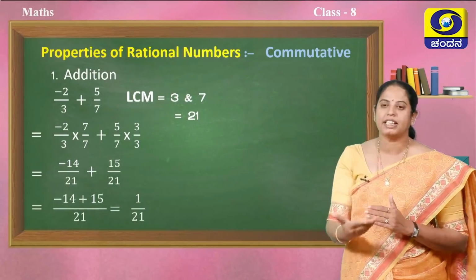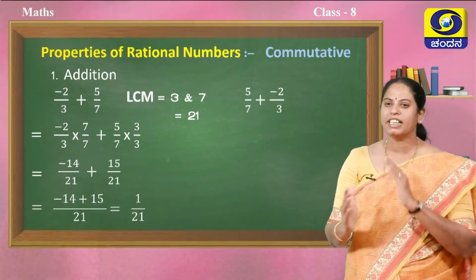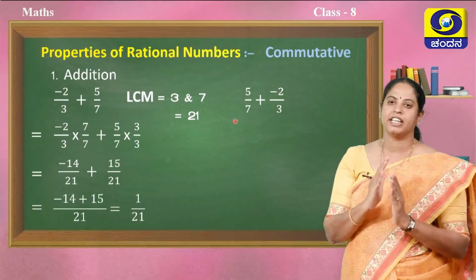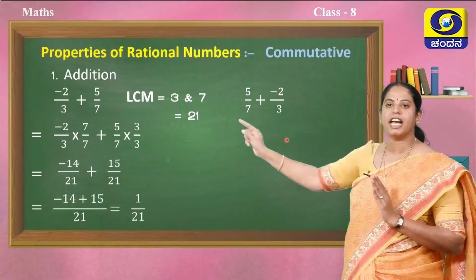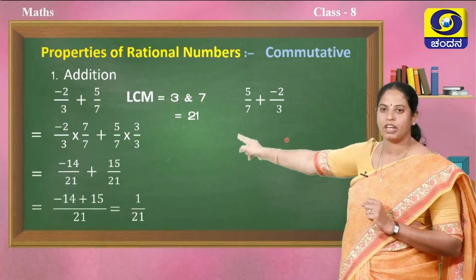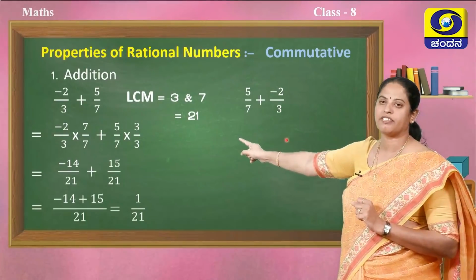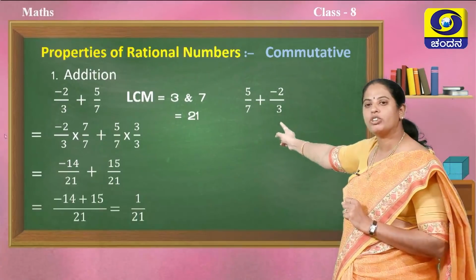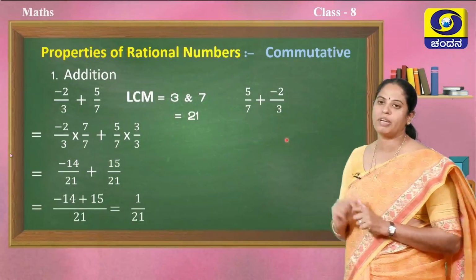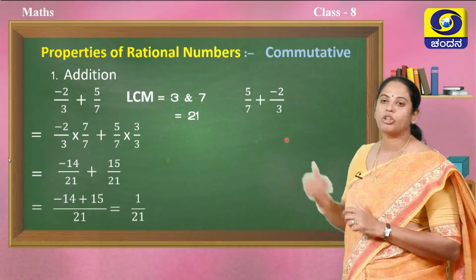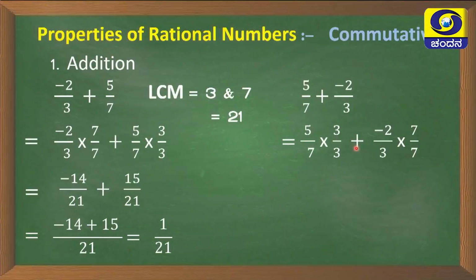In the next level, let us interchange the addends. Let us consider the second addend as first. That means 5/7 we have considered first. Now, we are going to add -2/3 to 5/7. The process is the same because 7 and 3, the denominators, are different. We are going to take the LCM. The LCM is the same for 3 and 7. Yes, for 7 and 3 it is 21. For 3 and 7 also it is 21.